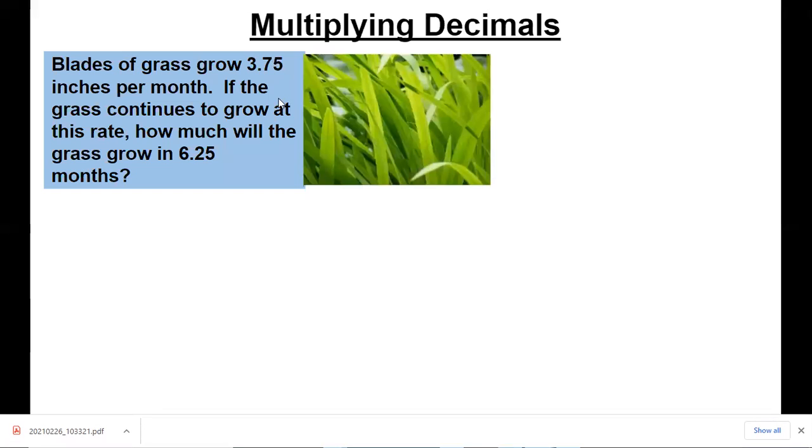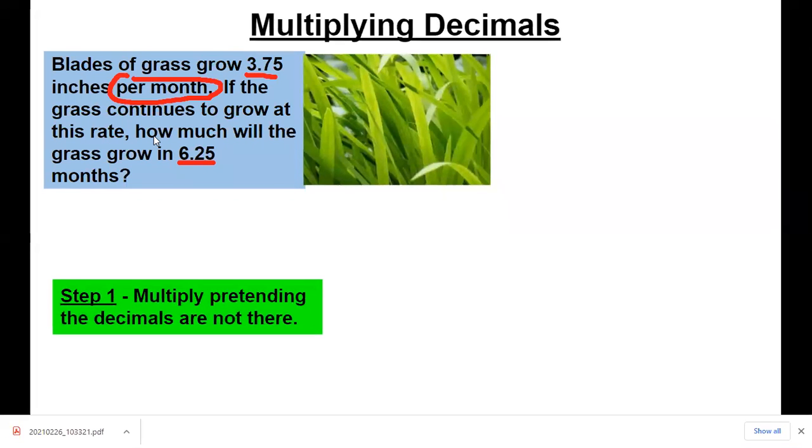Blades of grass grow 3.75 inches per month. If the grass continues to grow at this rate, how much will the grass grow in 6.25 months? Notice we've got the word per in here again, per month, and that's how much it's going to grow every month. And then this is the number of months. So we're going to multiply the two numbers together.